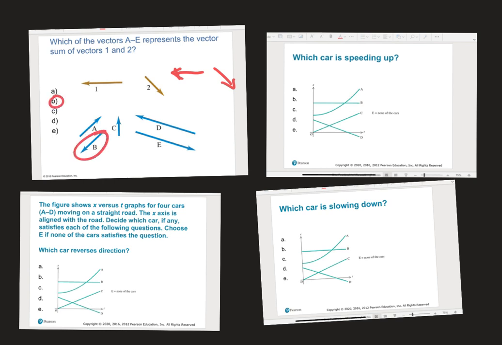Now, here we have to show which car is speeding up, and that's going to be this car that starts at a speed and goes higher. So that's going to be A. Now here, none of the cars are reversing direction, so the answer is E. And here, which car is slowing down? None of the cars here are showing signs of slowing down either, so the answer is going to be E again.